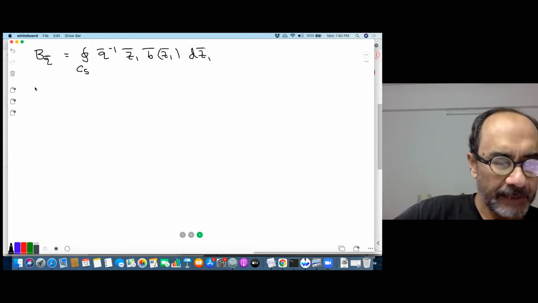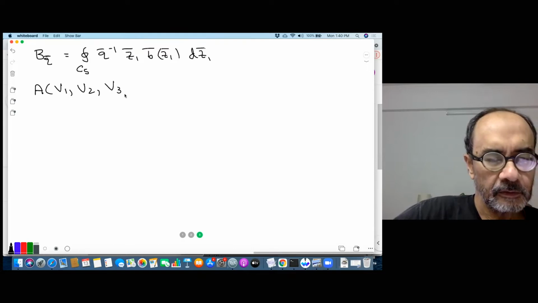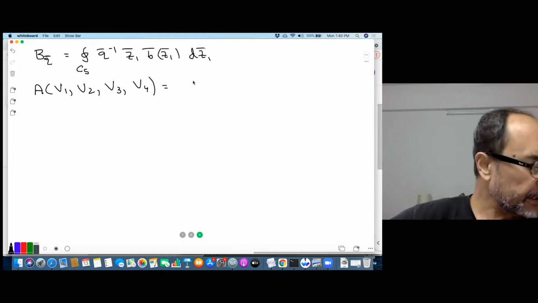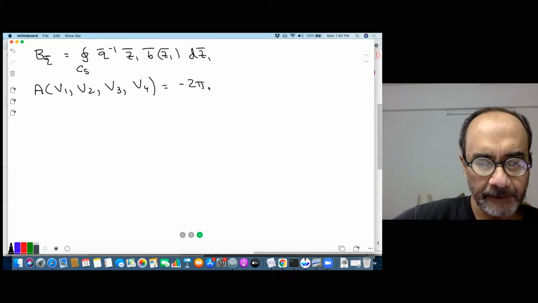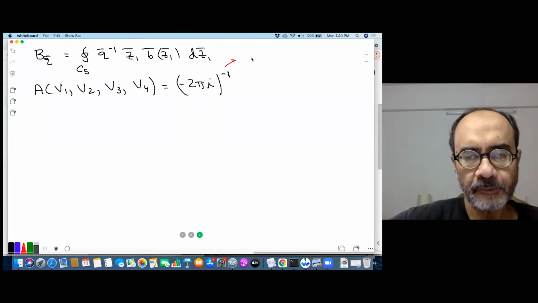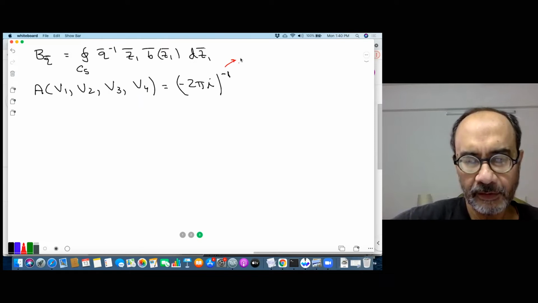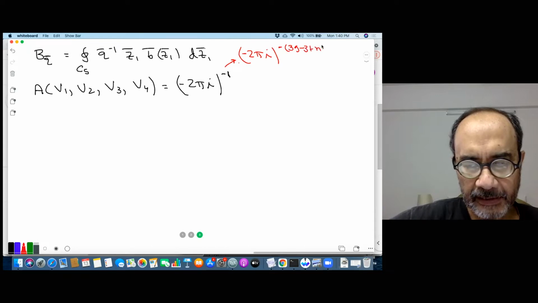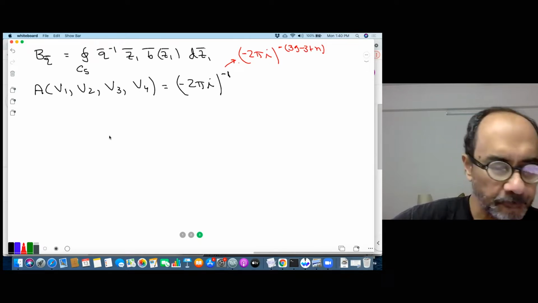So with this, we can now write down the expression for the amplitude. So this is the integral, minus 2 pi i inverse. Let me remind you, this came from a factor in the differential form omega, which had a minus 2 pi i to the power minus 3g minus 3 plus n. Here g is 0 and n is 4. So that's minus 2 pi i inverse.